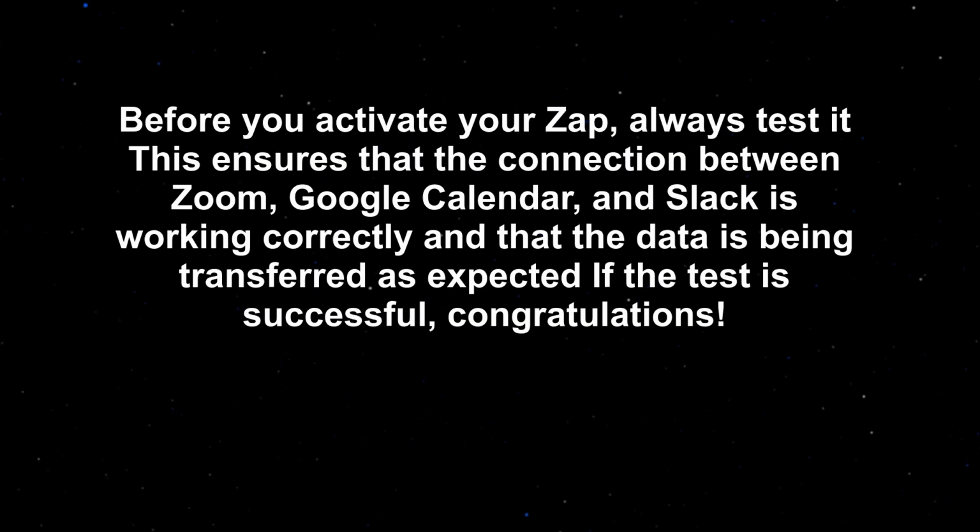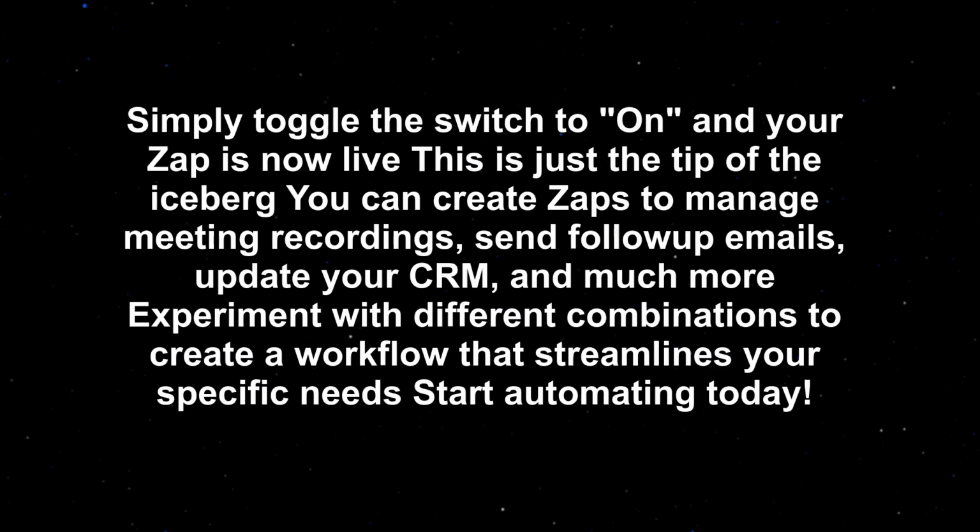Before you activate your Zap, always test it. This ensures that the connection between Zoom, Google Calendar, and Slack is working correctly and that the data is being transferred as expected. If the test is successful, congratulations. Simply toggle the switch to on and your Zap is now live.